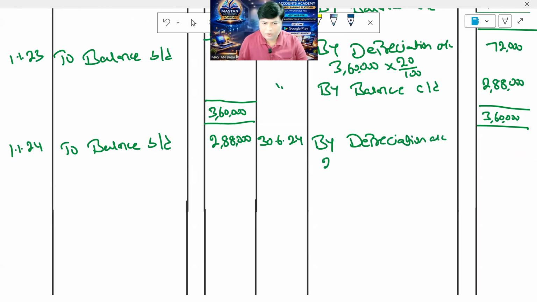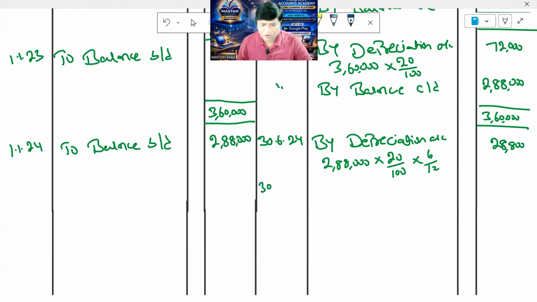Calculate it. 2,88,000 into 20 by 100 into 6 by 12. So 6 by 12 means it comes to 10%. 20% halved is 10%. 2,88,000 at 10% comes to 28,800. The depreciation comes to 28,800 for 6 months.